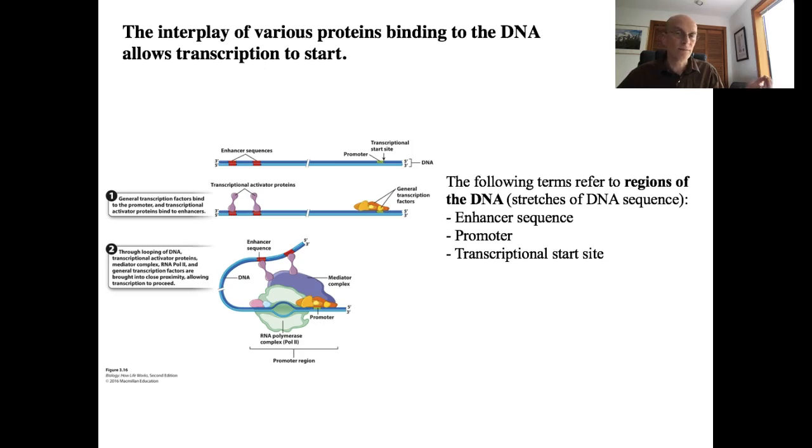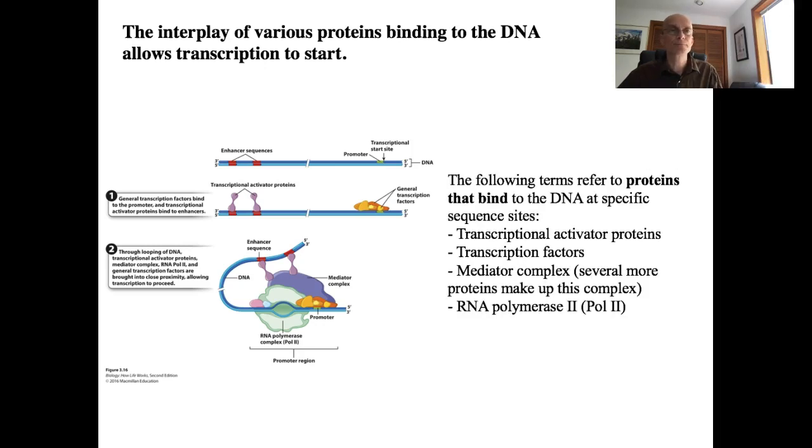So these are made from amino acids. These are long proteins that have a certain function, many of them enzymes. And so the following terms refer to the proteins that bind to this DNA. That is transcriptional activators, transcription factors, the mediator complex, which is made up of many proteins, and then the RNA polymerase too. Right? So make sure that you distinguish between terminology that refers to the DNA versus terminology that refers to the proteins.